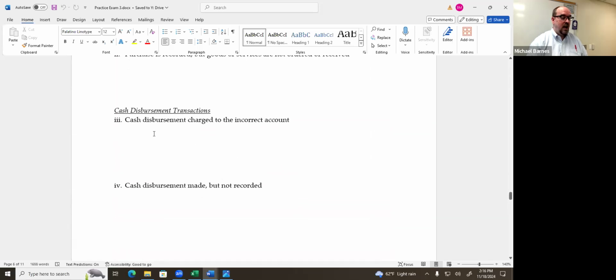Moving down to cash disbursements. Cash disbursement charged to the incorrect account. So we're not in the correct account, so that's going to be a violation of the classification. And we only had one that related to classification altogether. That was use of a chart of accounts.